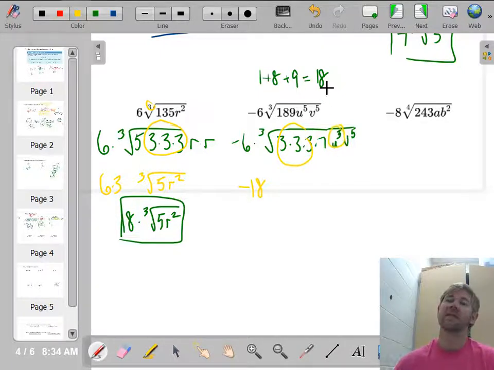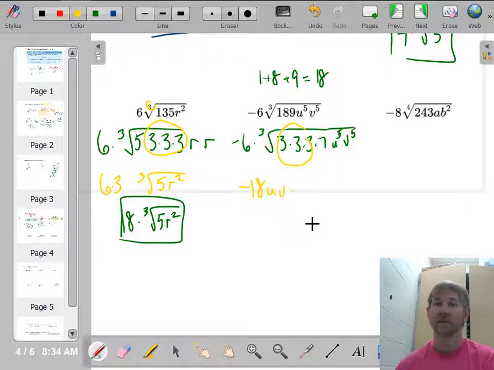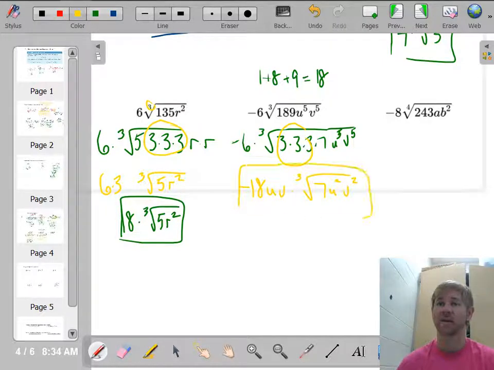If there are 5 u's underneath the root, and I'm looking for sets of 3, I will be able to bring one set of 3 out. So I will have a u on the outside, and I will have a v on the outside. I still have a cube root. If you bring 3 of them out, there's still 2 left underneath. So the 7 is trapped, and 2 of these u's and 2 of these v's are also trapped. So it should be negative 18 u times v times the third root of 7u squared v squared.